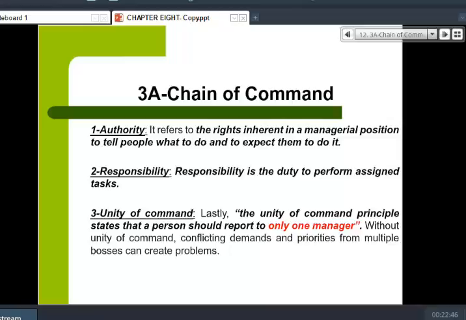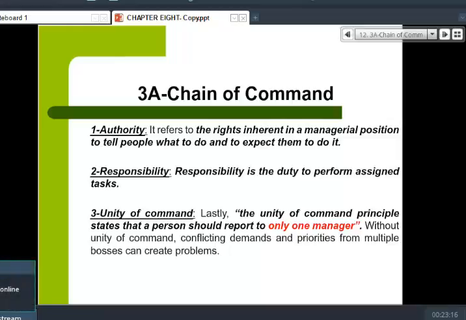So the authority here gives you the rights. It gives you the right to report to whom. As HOD, you have the right to report to your deputy CEO. The deputy CEO has the right to report to the CEO, and so on. The responsibility here is the duty to perform assigned tasks. Each one of the staff has his own responsibility, like daily work, weekly work, or annual work.